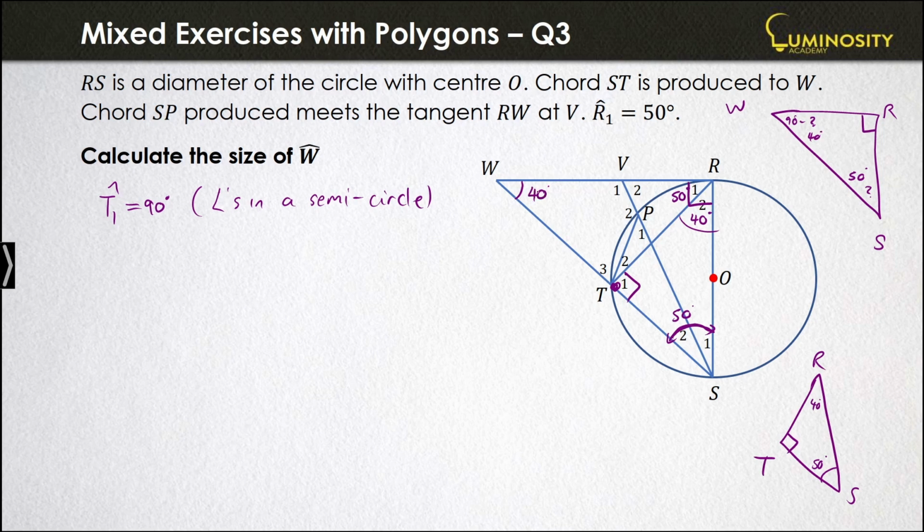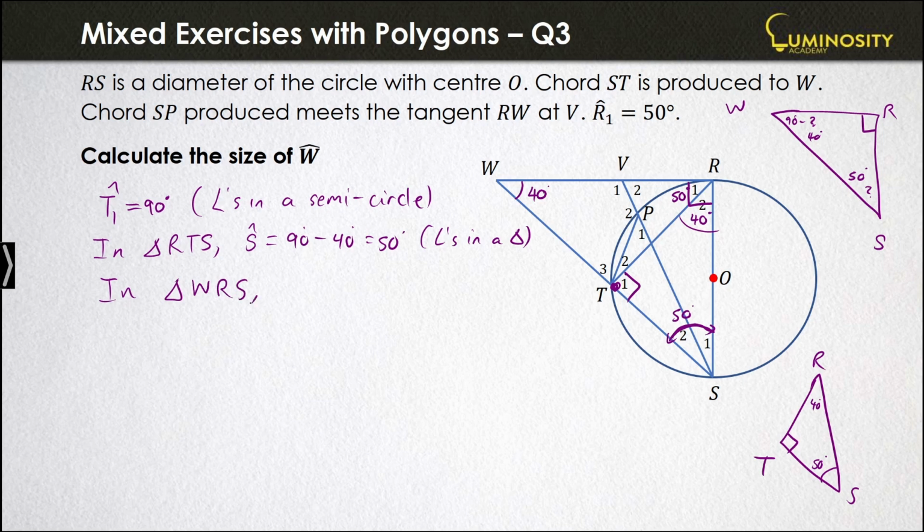So let's put all that logic into writing now. In triangle RTS, angle S must equal 90 degrees minus 40 degrees, which is equal to 50 degrees. That is by angles in a triangle. And therefore from that, I can say in the larger triangle, triangle WRS, which is also a right angle triangle, angle W must be 90 degrees minus this angle S. But that angle S we worked out is 50 degrees. So 90 degrees minus 50 degrees is 40 degrees. Okay, so therefore we have that to be 140 degrees.